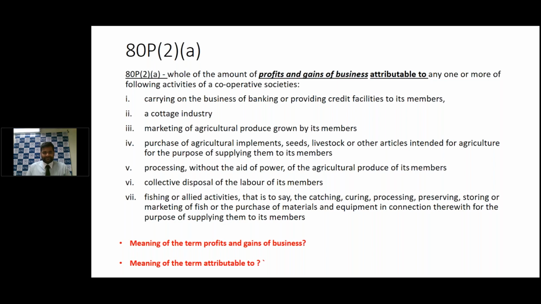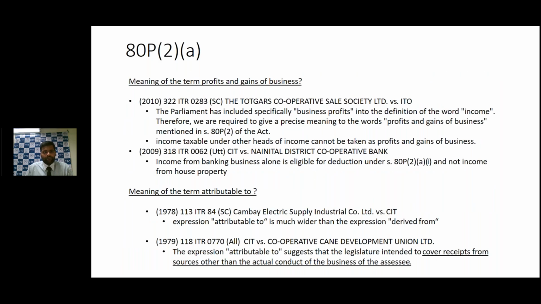Now, here the most important part of section 80P(2)(a) is the terms: one, profits and gains of business; two, attributable to. These terms have their own meanings. They have not been defined under the Act. However, there have been various litigations, and the courts have had the opportunity to deal with these terms, and therefore it is imperative for us to deal with the terms profits and gains of business and attributable to.